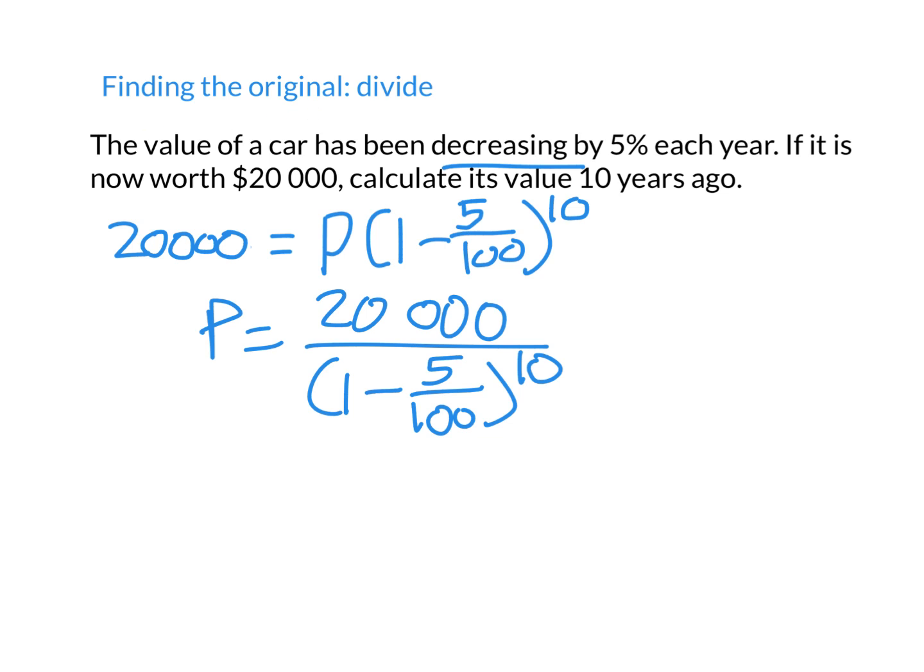You end up dividing. So if we put this straight on our calculator, we get about $33,404. So that's just to the nearest whole number. So if you start with this number and you decrease it by 5% of its value 10 times, you'll end up with 20,000. All right, let's look at a harder question.